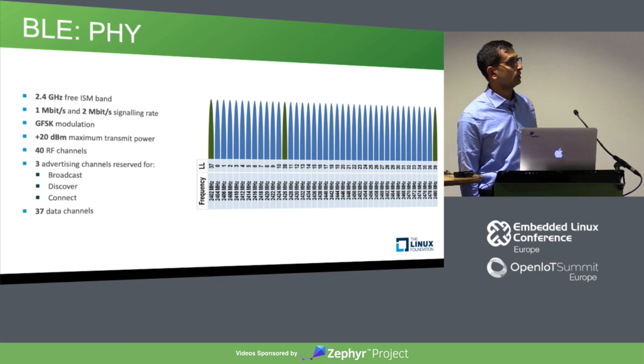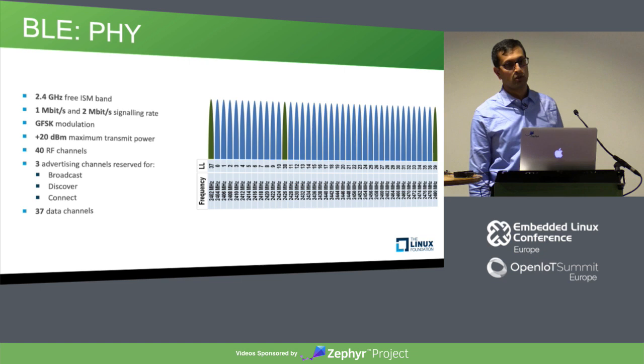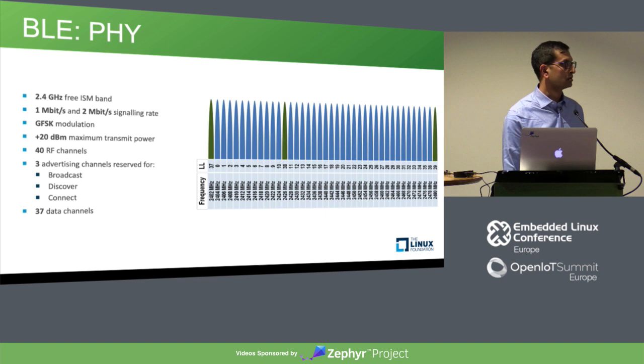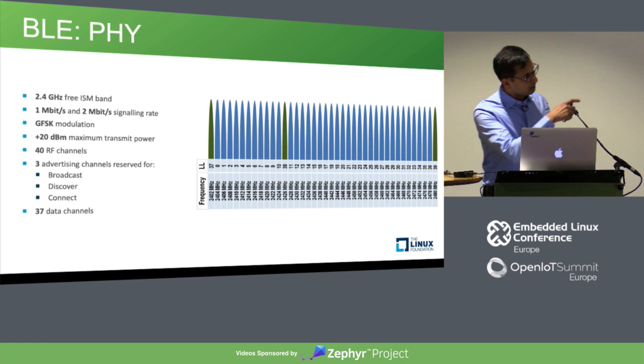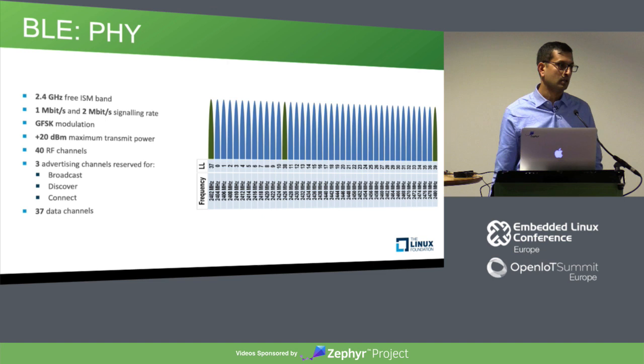Compared to BR/EDR, which uses 80 channels, BLE only uses 40 channels, and three of those are used for advertising. Which means that the device that wants to be connected would be advertising, and the device which wants to connect to it is scanning on those three channels, and those are the three channels on which you would establish a connection. Once the connection is established, it happens on the 37 other data channels. As you see, I have marked those advertising channels, and they're spread across so that they don't interfere a lot with the Wi-Fi channels.